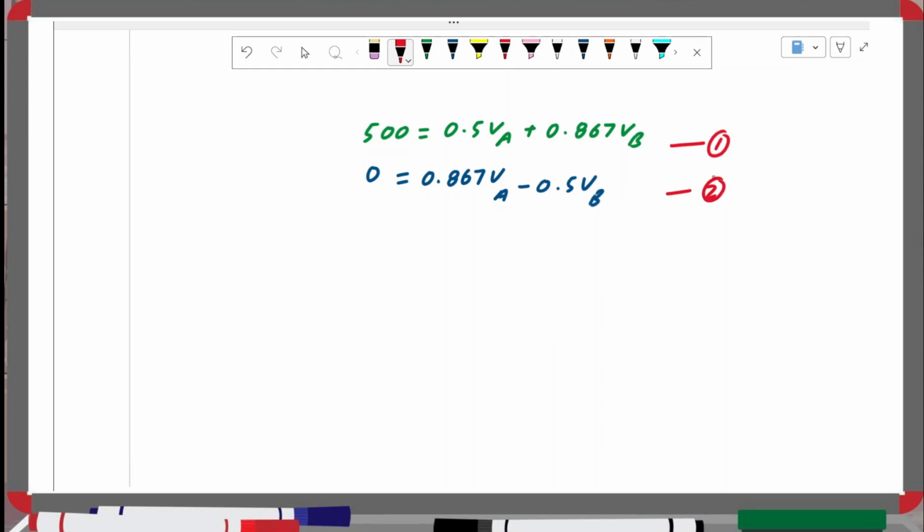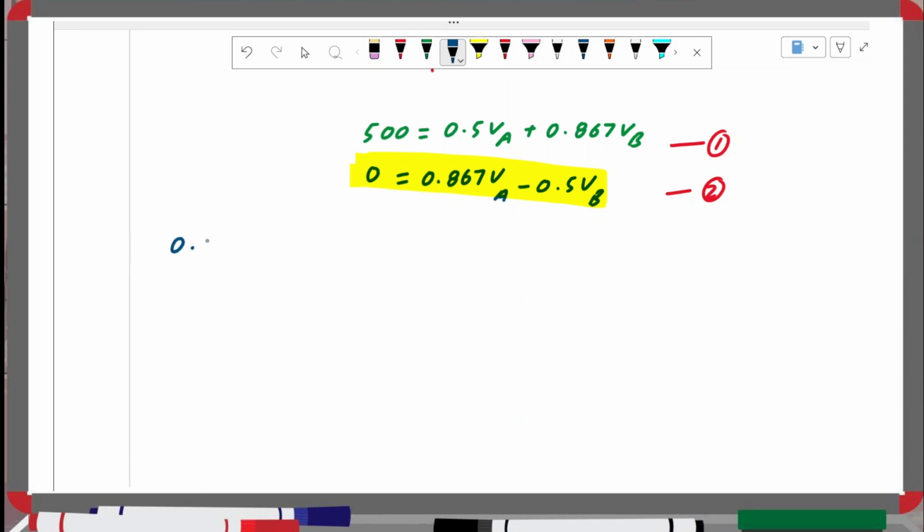Substitution method. Yeah, substitute. Elimination here would be difficult because the coefficients of VA and VB are not the same. First you have to make them the same and then do the elimination. So substitution would be easier here. What I'm going to do is use the second equation and find the value of VA in terms of VB from the second one.